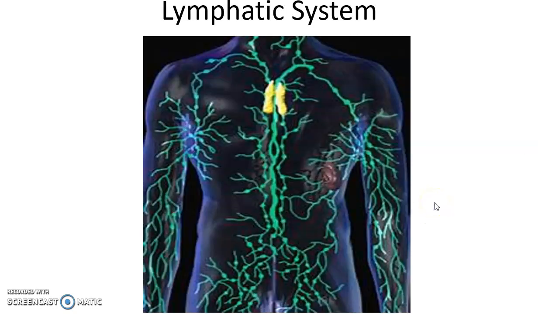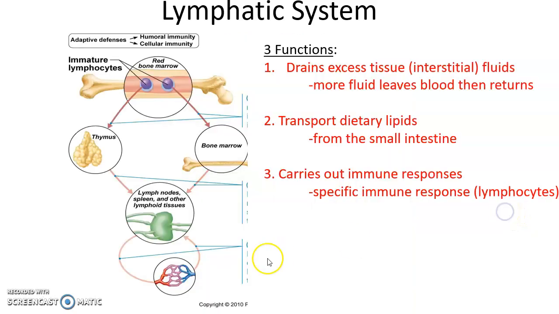So, the lymphatic system is partly all these interconnected vessels carrying fluids throughout the body, but it also has a more general role in the immune response. So, it's three functions. First is to drain excess tissue fluids, excess interstitial fluids.